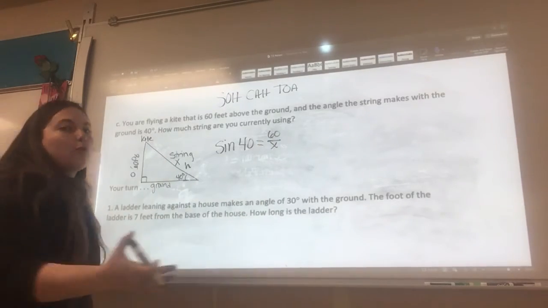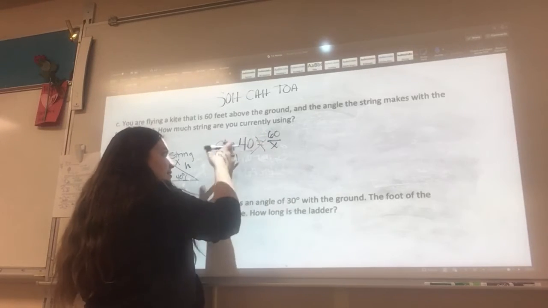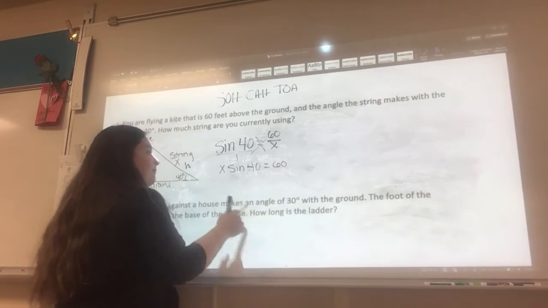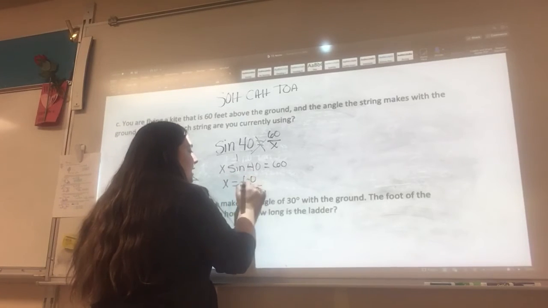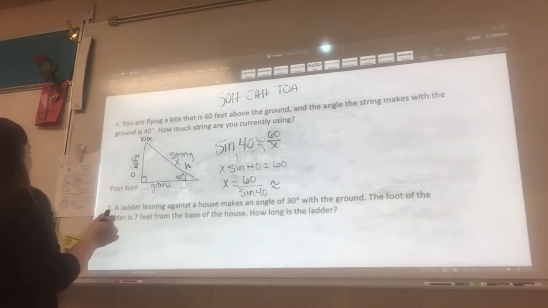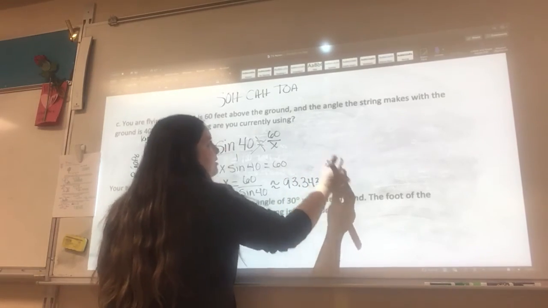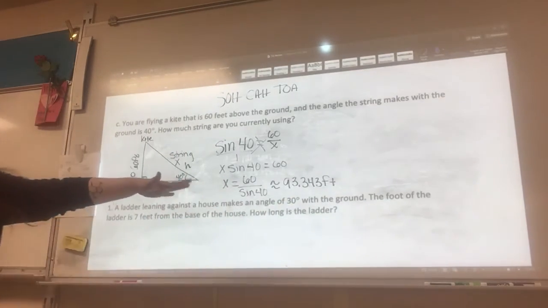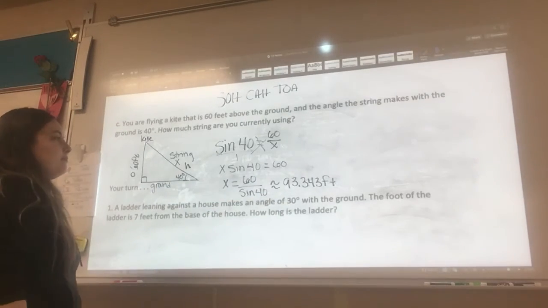We are just solving our proportion. Put it over 1, we cross multiply, variable first: x times sine of 40 is equal to 60 times 1. I want x by itself, so I divide by sine of 40, so we get 60 divided by sine of 40. We plug that into our calculator, and we're going to approximately get that it is 93.343 feet, because we're 60 feet above the ground. So our string is really long, 93.343 feet. That's our string. That's awesome.